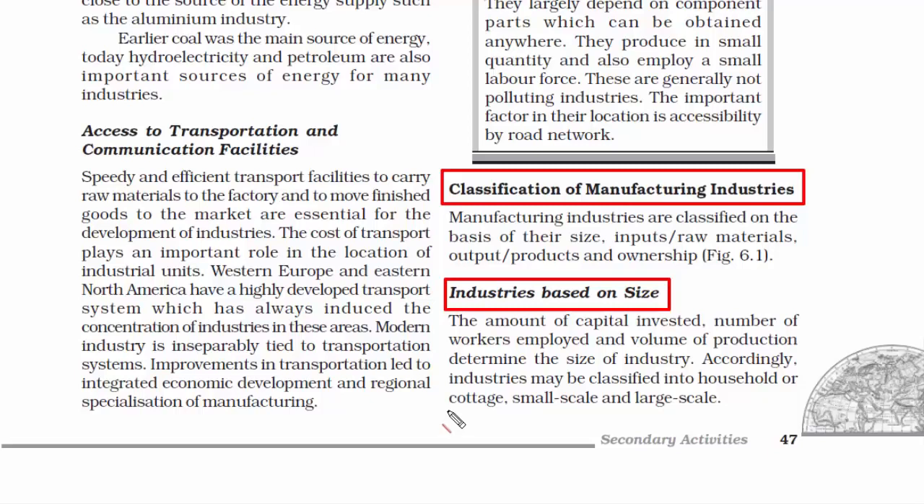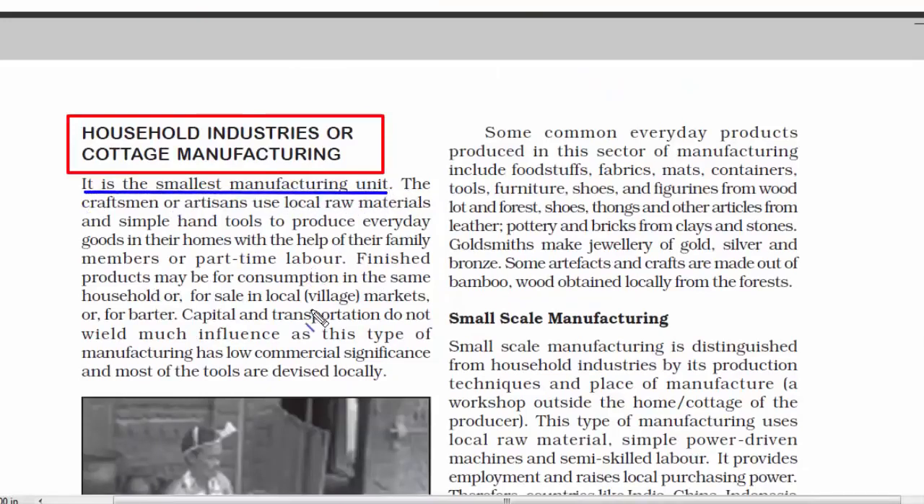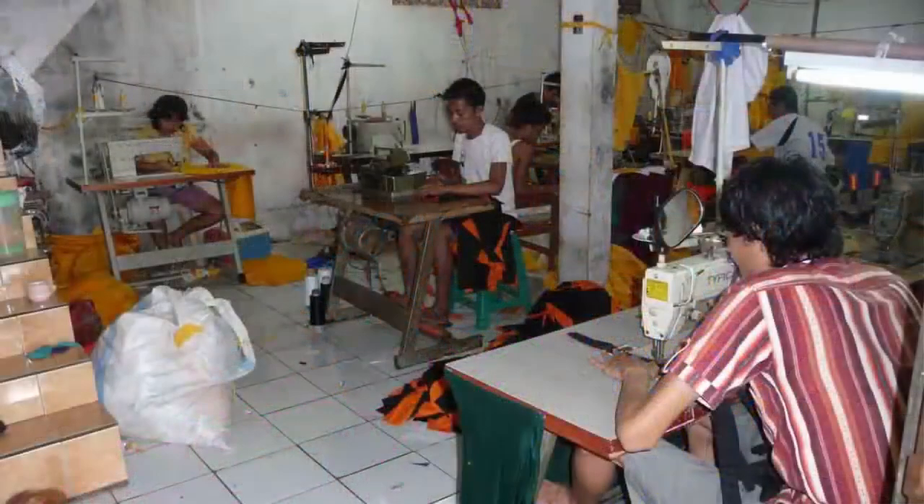But under this, we have three more categories. Let's get to know each one of them. The first one is household industries or cottage manufacturing. The moment the word household comes, it has to be a small manufacturing unit, because most of it is being done in your house or backyard or some small garage sort of place.